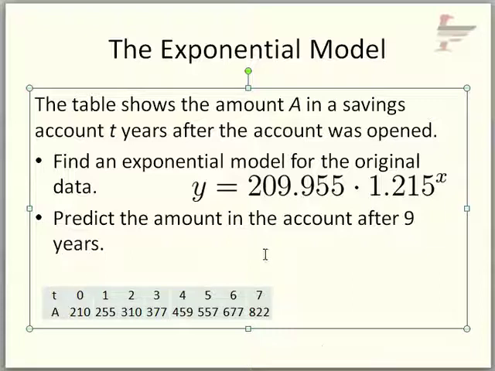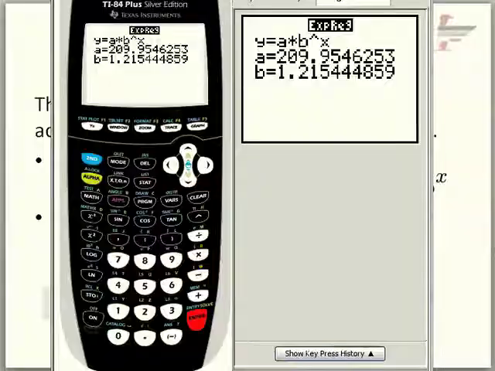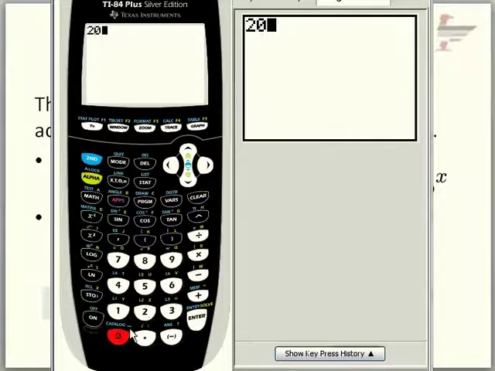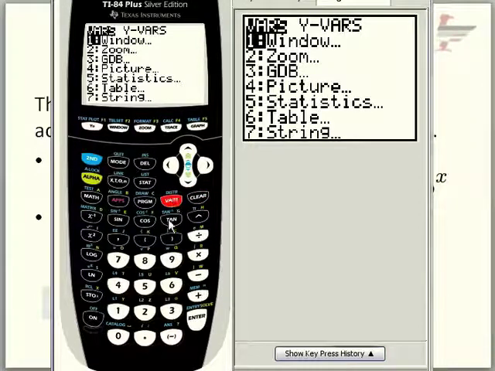And next we want to predict the amount in the account after 9 years. In other words, we want to plug that 9 into the value of x and see what we get for y. Again, let's pull out the calculator and type in 209.955. Oh geez. Well, if you didn't write it down, don't worry, because your calculator stores the numbers a and b for you. There's this button right next to the clear button called Vars. Vars stands for variables. When you ran exponential regression, your calculator stored the variables for you.